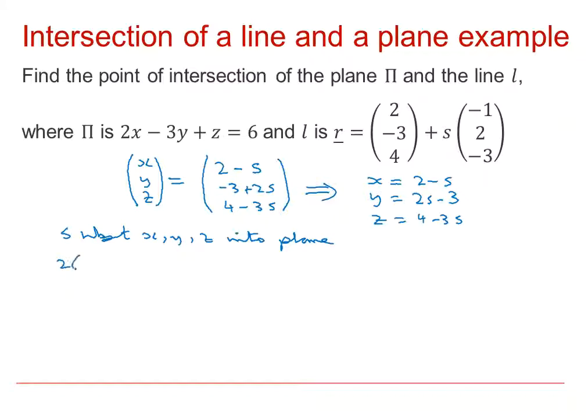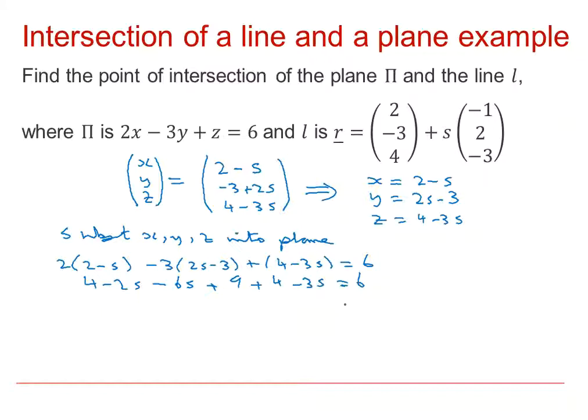So 2x is equivalent to 2 lots of (2 minus s), minus 3 lots of y, y is 2s minus 3 parametrically, plus z, which is 4 minus 3s, is 6. So we've got 4 minus 2s minus 6s plus 9 plus 4 minus 3s is 6. And if we rearrange that, we get 11s equals 11. In other words, the parameter s must be 1.